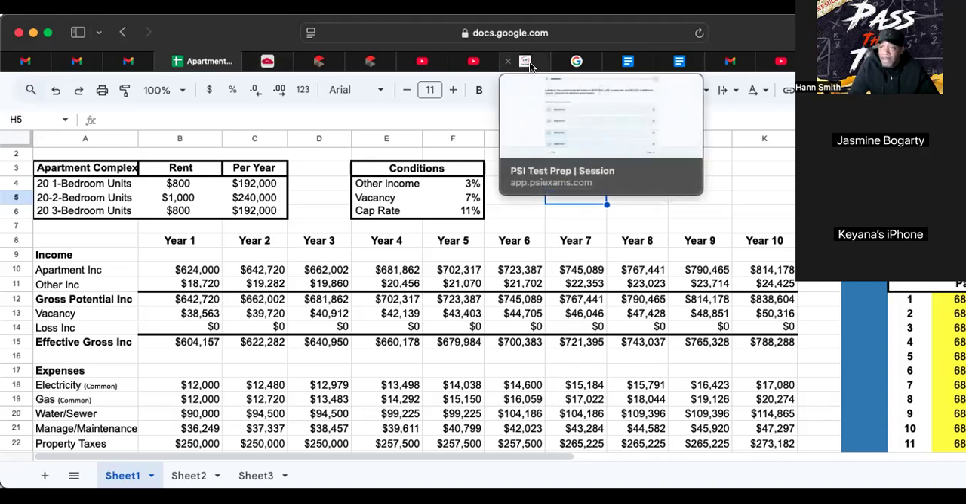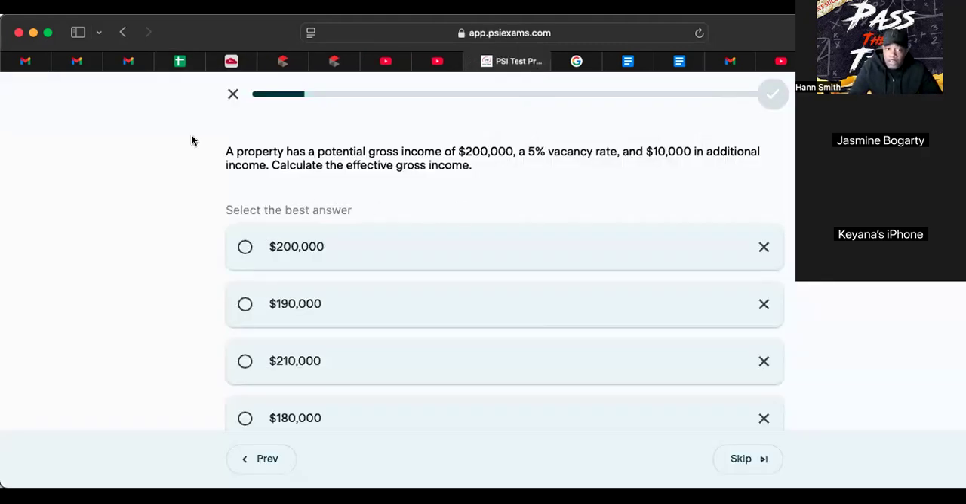That's what they mean by the first part of this question. How much is that property able to command in terms of producing income? The first part says a property has a potential gross income of $200,000. What is that? That's the rents and any other income that property can produce. That's the gross income the property is able to produce.